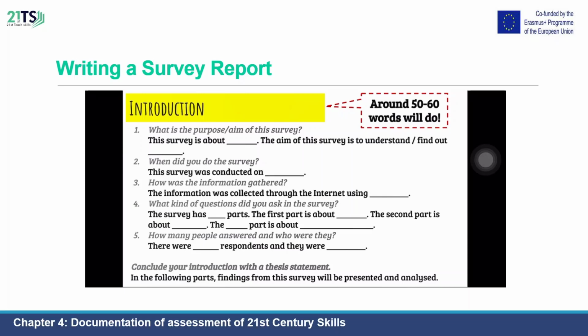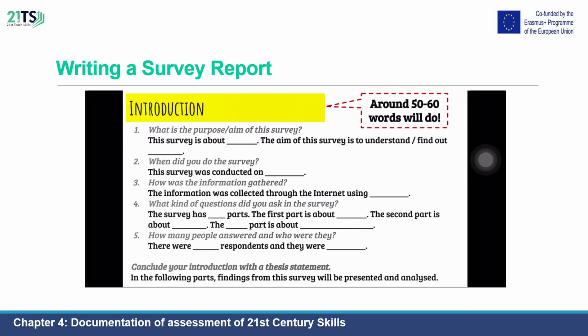What is the purpose and aim of this survey? Then you answer, the survey is about, the aim of this survey is to understand, to find out, blah, blah, blah. And when did you do the survey? Then you will answer, this survey was conducted on the day, the time. How was the information gathered? Oh, the information was collected through the internet using blah, blah, blah.